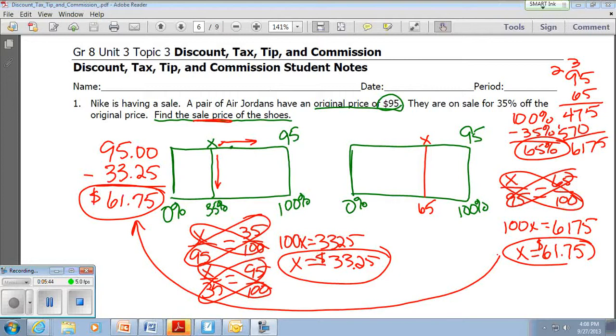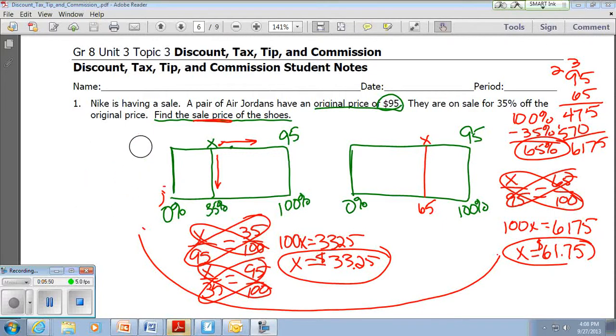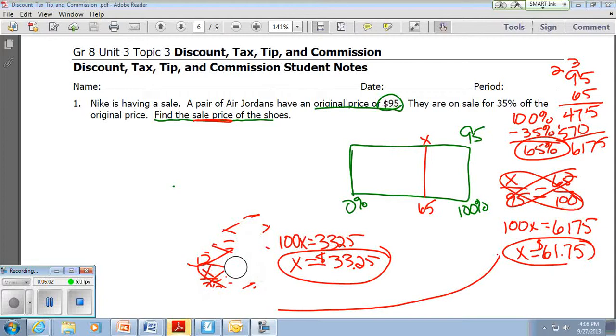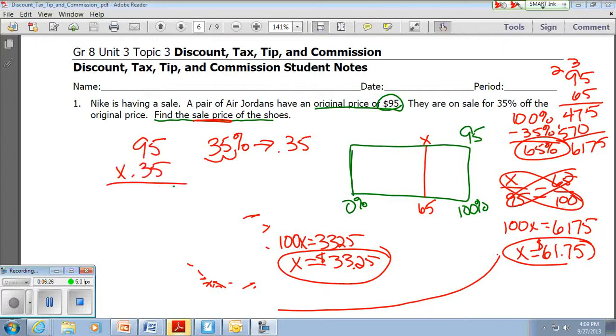Now, there is another way to solve this problem that I wanted to show you. And that is to multiply by the decimal percentage. So we know how to change percents to decimals. So our percentage, our discount was 35%. And I'm going to ask you, what is the decimal equivalent of 35%? We're going to move the decimal 2 to the left. And that is the same as 0.35. So if I take that $95 and I multiply by 0.35, let's see what happens.